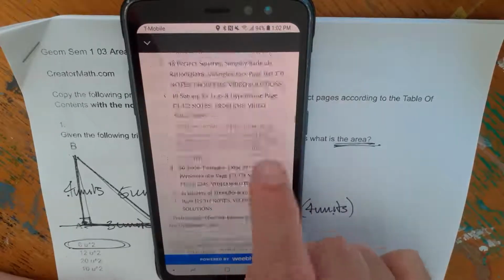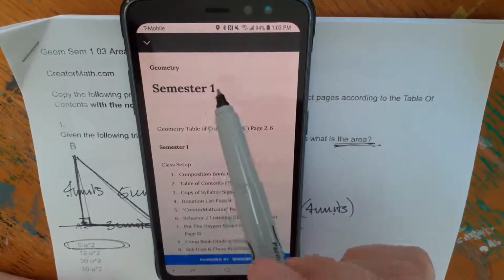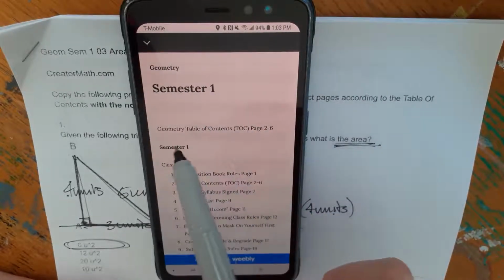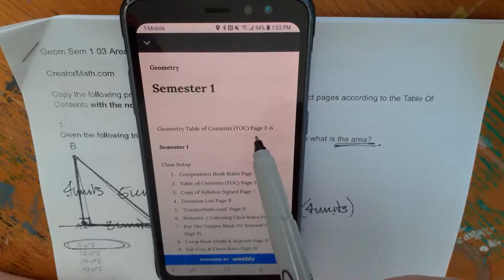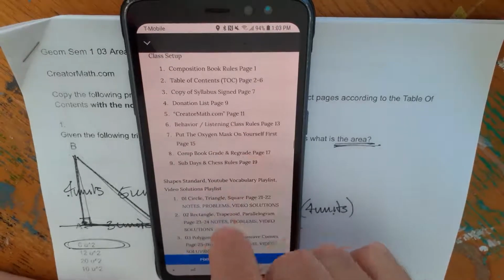So let's find the table of contents for the semester we need. This happens to be a lesson for semester 1. It says Geometry Table of Contents. You should have written this entire table of contents on pages 2 through 6 of your composition book a long time ago. If you haven't, stop what you're doing now and go ahead and do that now.